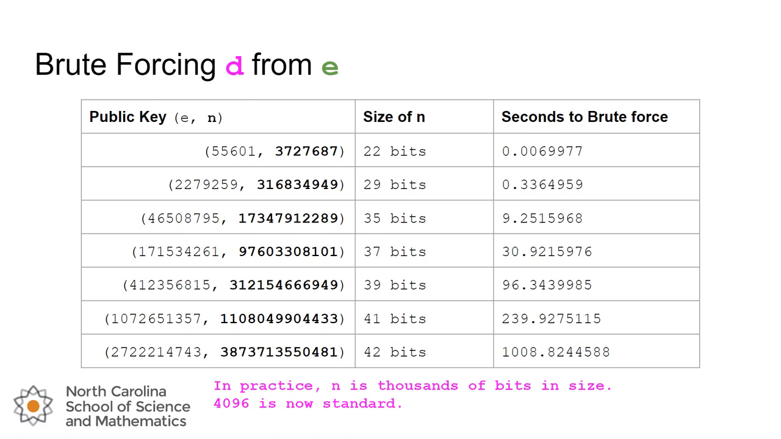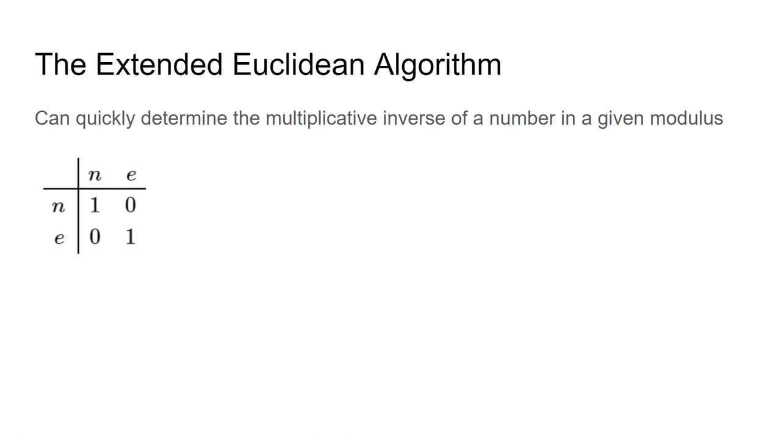Well, we mentioned at the end of the last lesson that there's an algorithm that's far more efficient than just trying all the possible values of D, multiplying it against E and seeing if you get one. And that algorithm is called the Euclidean algorithm, and it's actually the extended Euclidean algorithm. And this algorithm can be used to quickly determine the multiplicative inverse of any number in a given modulus, assuming that such a number exists.